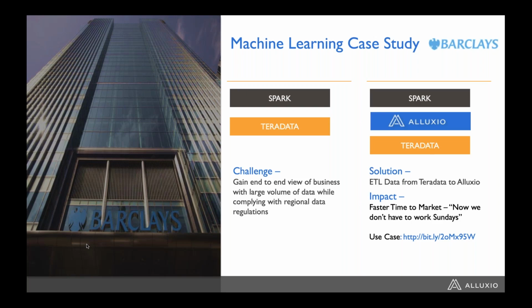And so that was the use case with Barclays, where they were trying to have data that was stored in Teradata more accessible to Spark, but they had regulations that they had to stand by. And so with Alluxio, they didn't need to persist that data in another location.